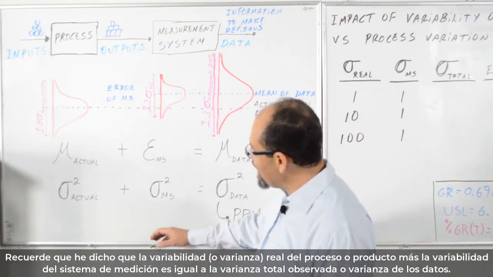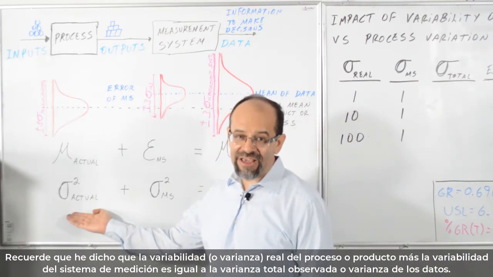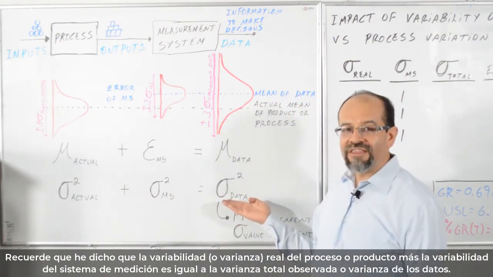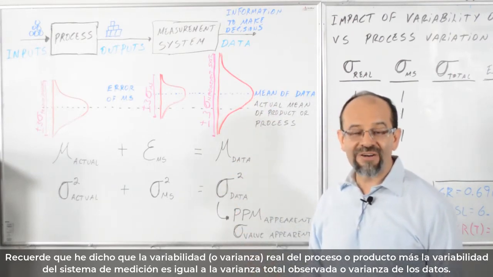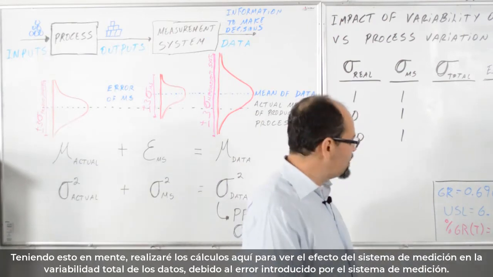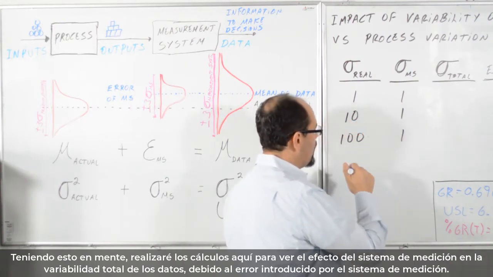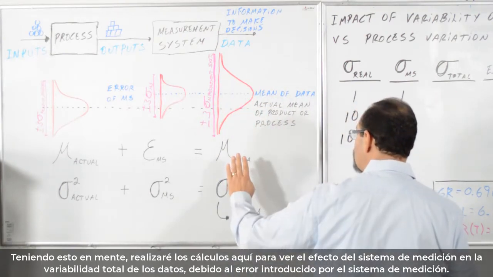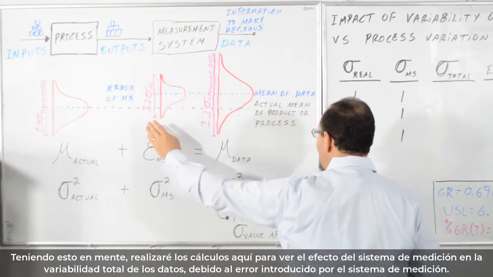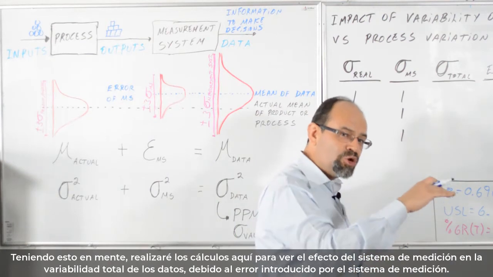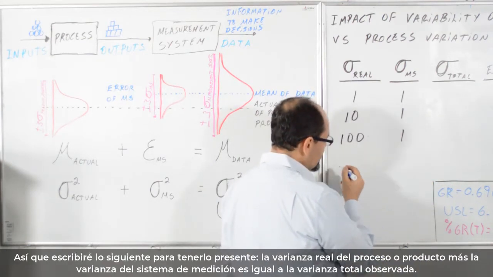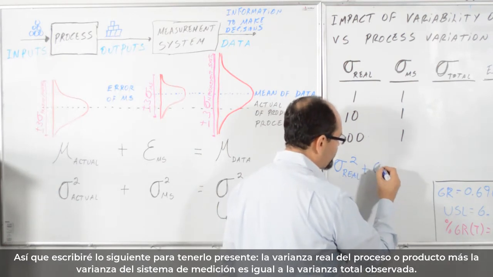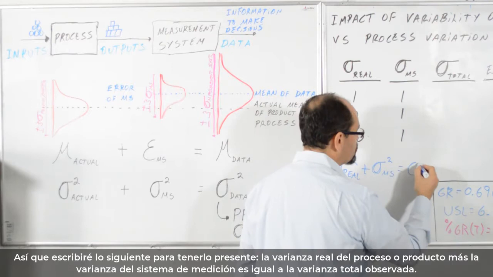Keep in mind that the actual variability, the real variance of the process or product, plus the variance of the measurement system, is equal to the total variance observed, the total variance of the data. Having that in mind, I will do the calculations here to see the effect of the measurement system, the error introduced to the data because of the measurement system. So just to keep in mind, I will write here that the real variance of the process or product plus the variance of the measurement system is equal to the total variance observed.